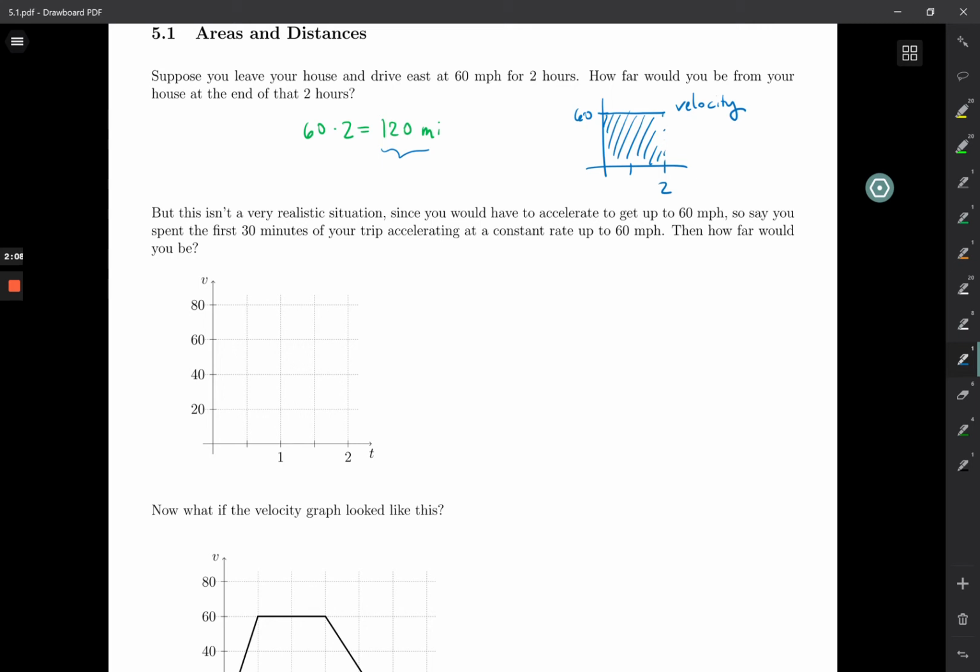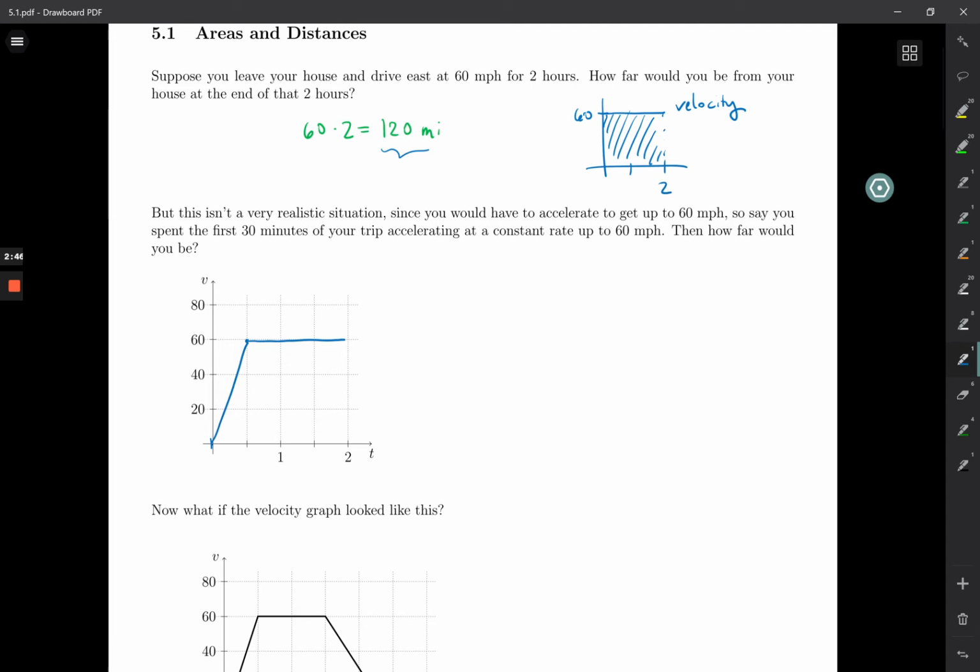Well, for the first 30 minutes of your trip, so that would be from here at 0 up to 30, or half an hour, you would be accelerating up to 60, and it says at a constant rate. So it would be a straight line from 0, 0 up to, I guess this is 1/2, so that's 1/2 and 60, and then after that you would be driving at that rate, 60 miles per hour. Okay, so this is what your velocity function would look like.